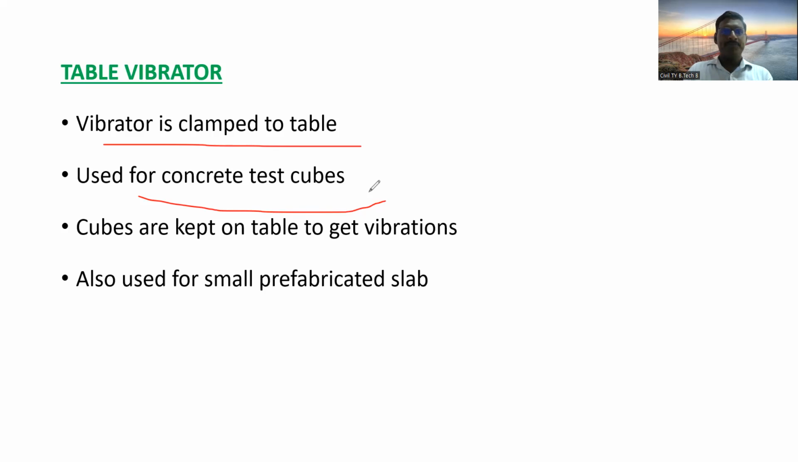As I told, in our laboratory that table vibrator is available. Whatever concrete cubes we are casting, we compact them using this table vibrator. The cubes are kept on the table and get vibrated. If we give the electric supply and switch it on, the vibration process will start. If we keep the mold on that table, the mold will get vibrated, and the concrete will be compacted by these vibrations.